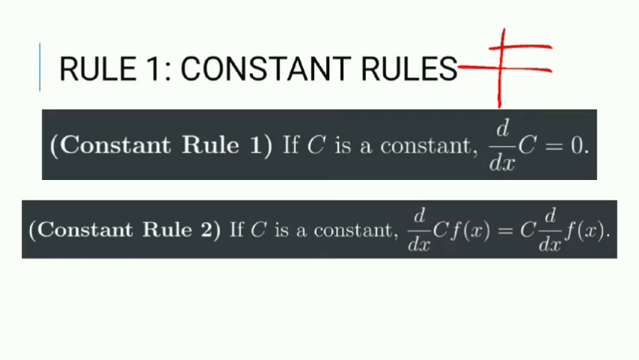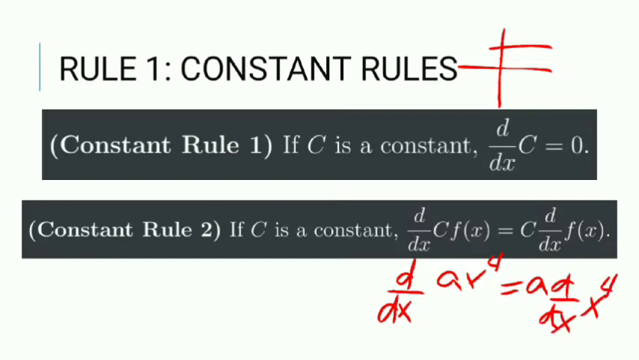Next is the constant multiple rule. If c is a constant, the d/dx of c times f of x is equal to c times the d/dx of f of x. This just means that we can pull out constants from a term. For example, we have a term a x to the fourth, and we are trying to differentiate it with respect to x. This is equal to, when we pull out first the constant, a times the d/dx of the term x to the fourth.